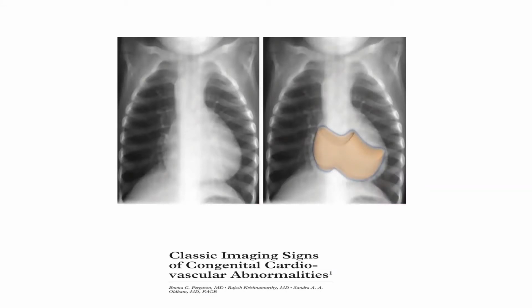Follow tetralogy. Yes, exactly. This is tetralogy of Fallot. In tetralogy of Fallot, the heart takes the boot-shaped sign, or the boot-shaped heart. It looks like this one. Why does it look like this? Because of two features: the constriction here and the exaggerated RV dilatation lifting the heart up.